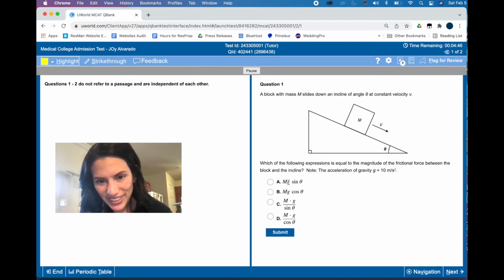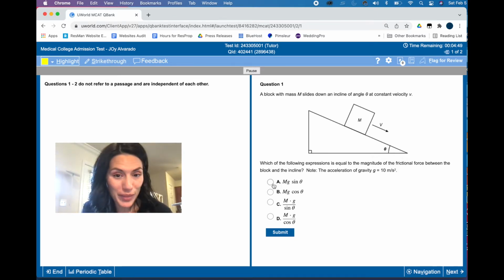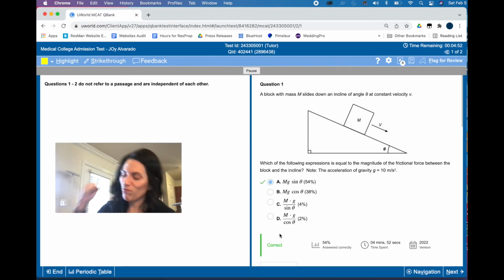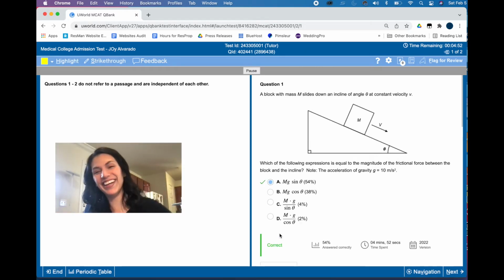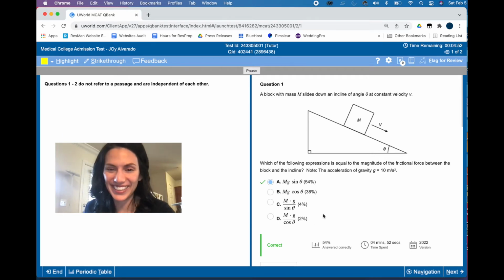Force times, I don't know, I'm just going to make it up. Again, for the sake of time, I'm just going to pick A. So let's pick A. Yes! I actually got it right. I don't know what that's about, but I actually got it right.